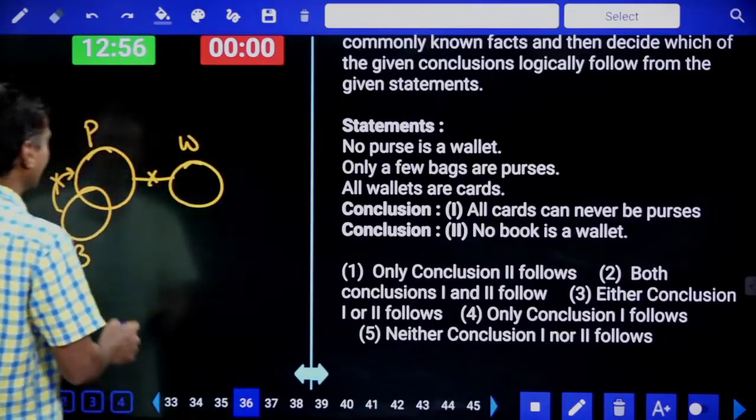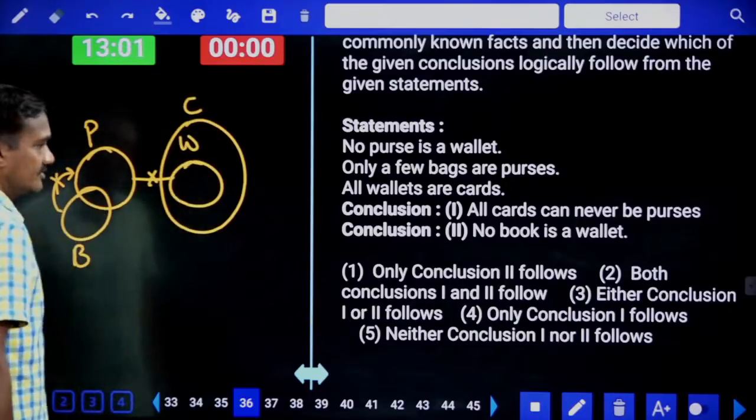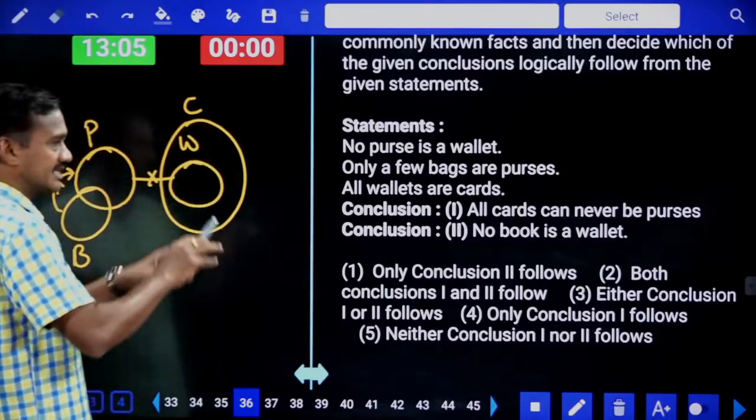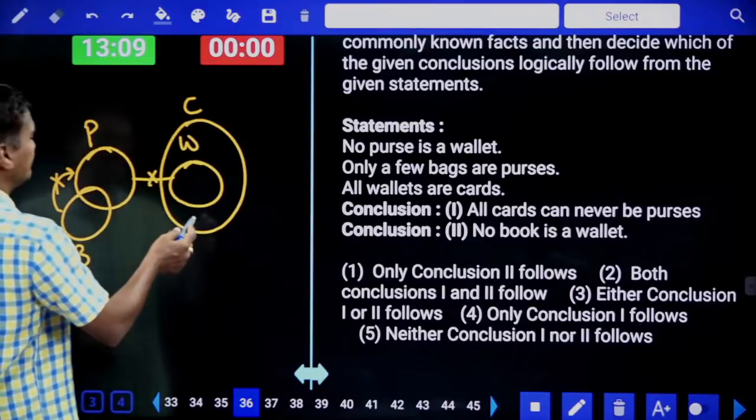And all these wallets are what? All these wallets are a part of card. Now card is here. Now the first one, all cards can never be purses. Here it is claiming that this entire card cannot be a part of these purses. Now tell me, is it possible or not?